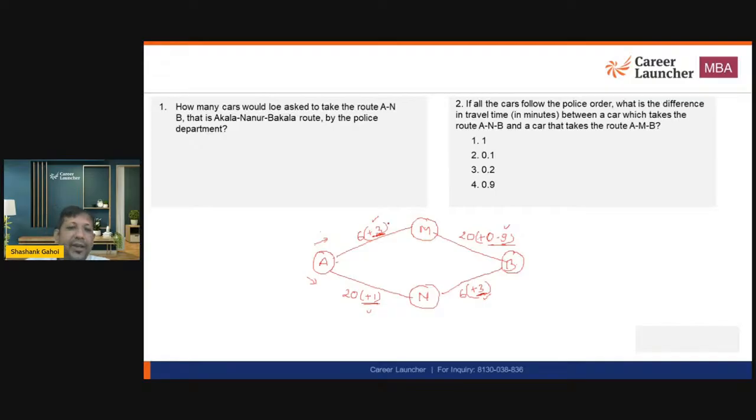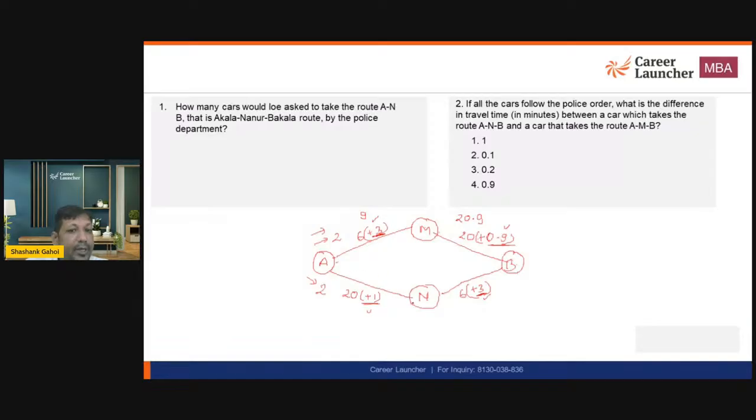Okay. If I send 2 extra cars, I am going to get a 6 minute increase over here itself. So if I want to minimize the time, I'm going to send 2 cars over here, 2 cars over here. So what is the total time taken? That is going to be 6 plus 3, 9 minutes. Here 20 plus 9, 0.9, that is 20.9 minutes.